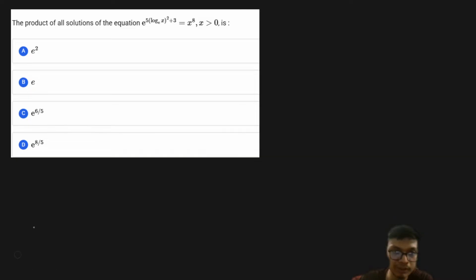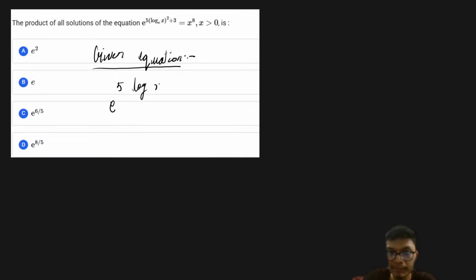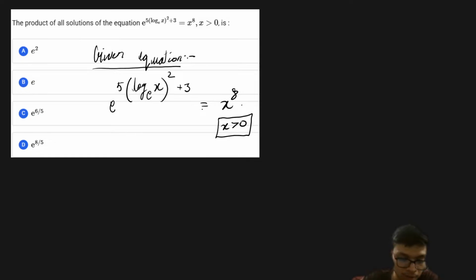So we have our given equation as e to the power 5 times (log x base e) whole squared, plus 3, is equal to x to the power 8, right? And it is such that x is greater than 0. Otherwise, the domain is not satisfied, right? So in order to satisfy the domain, this must hold true, right?